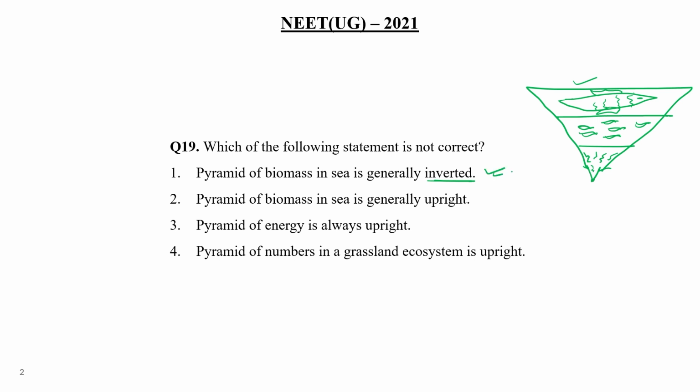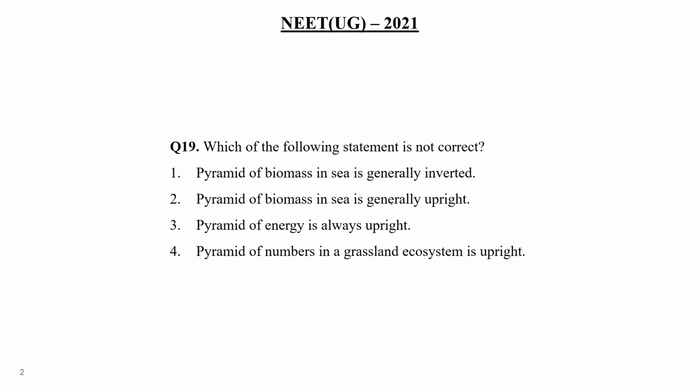This one is again a right statement. So these three are right. So choice number 2, pyramid of biomass in sea is generally upright, is the wrong statement. This is generally inverted. So choice number 2 would be the correct answer. Clear? Now let's move to the next question.